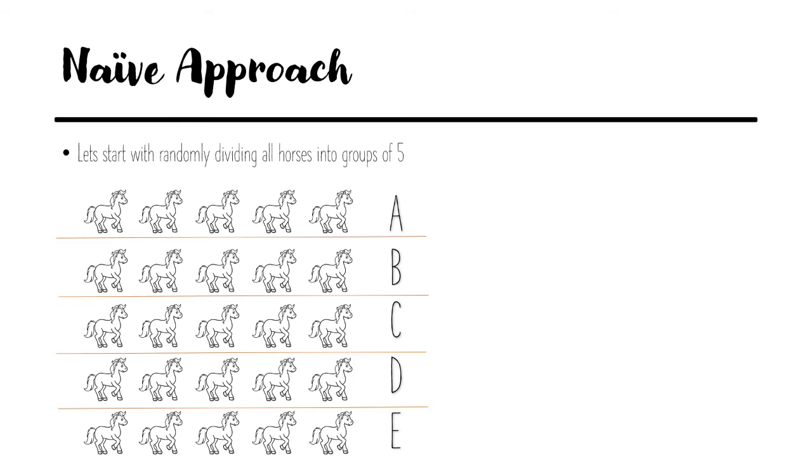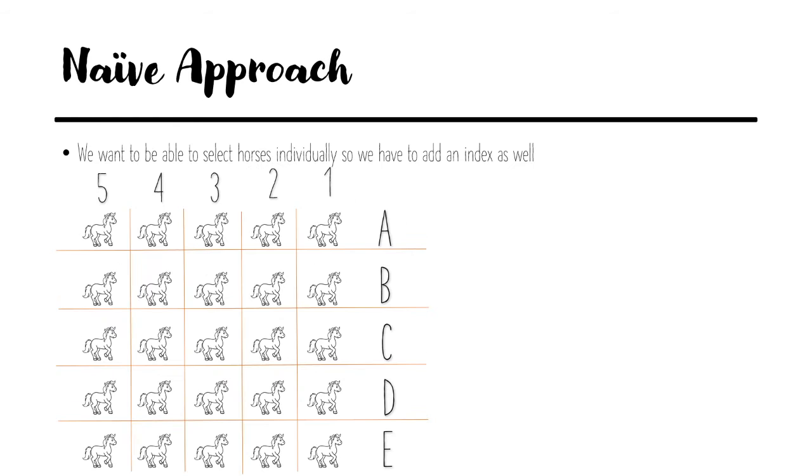So I'm first going to start by dividing all my horses randomly. You can choose any division you want, right? Into 5 groups: A, B, C, D, and E. Next up, I'm going to add a column index because I want to be able to say, okay, A1 is the first horse in that row. Moreover, I also want the order of these horses to change eventually.